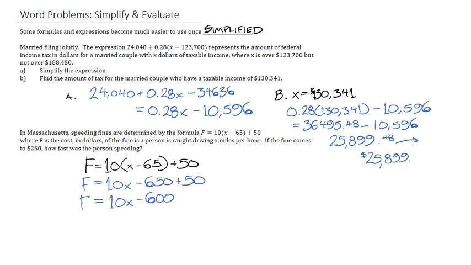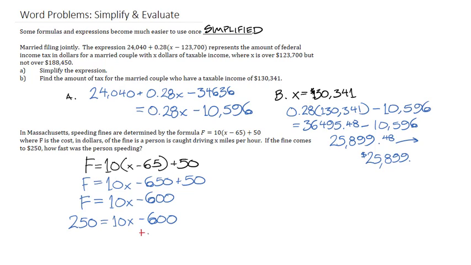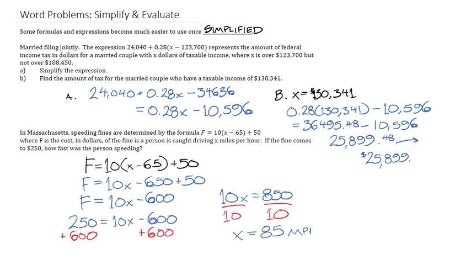In this case, though, we have the fine. We want to know what the speed was. So if I take 250 and set it equal to 10x minus 600, then going to the trouble of simplifying will have paid off, because all I now have to do is add 600 and divide by 10. Here I get 10x will equal 850. We divide by 10, and I get that x is 85, meaning that whoever got this ticket was driving at 85 miles per hour.